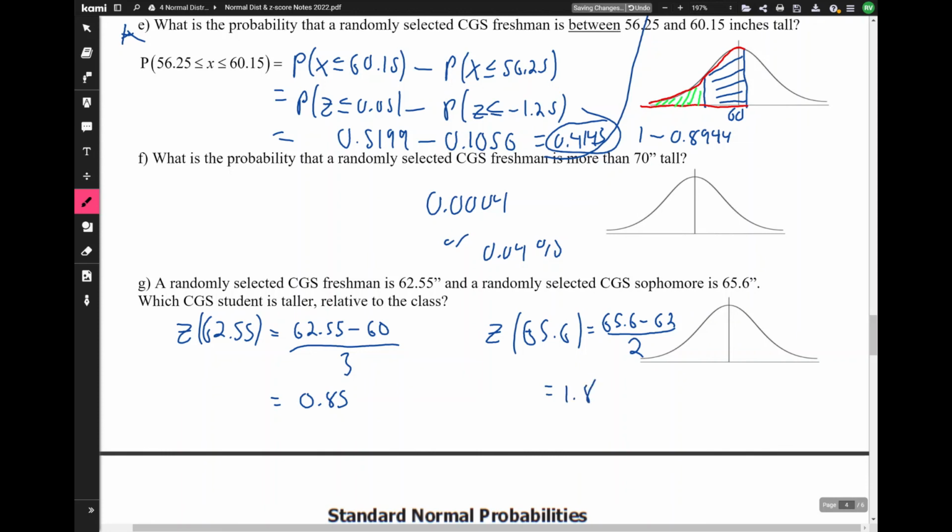So which one is taller relative to their class? It's the sophomore who is taller. All right.